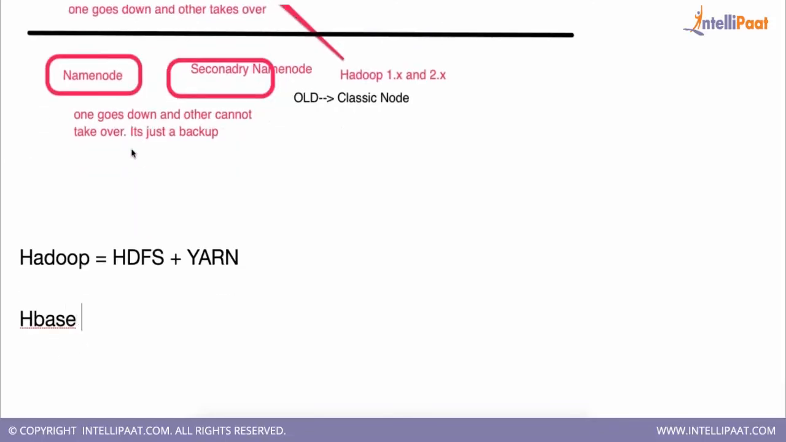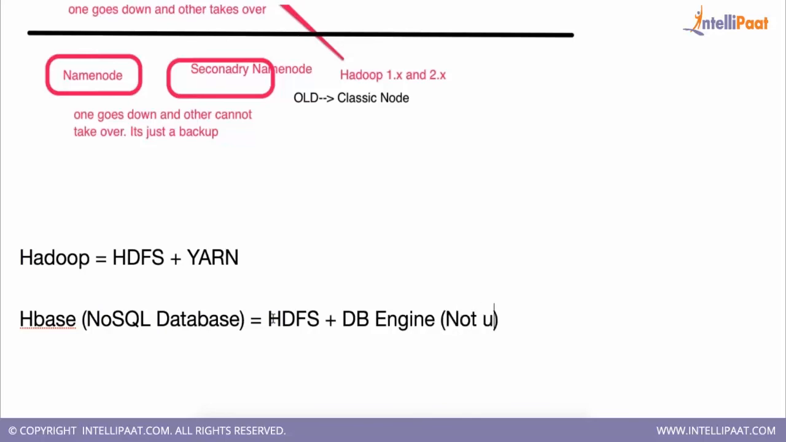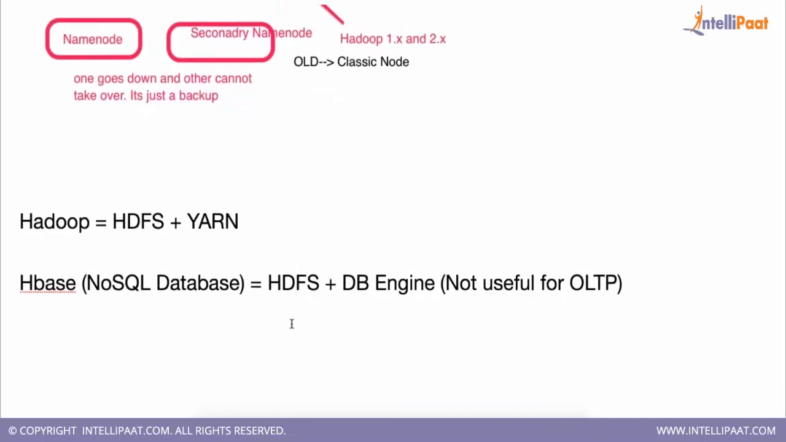Now there's another system called HBase. Yes, it's a NoSQL database. It's a proper database which uses HDFS plus a DB engine. But it cannot be used for OLTP. If you mean OLTP is just RDBMS, yes, you can use it. But will you do hardcore transactions? Transactions are not possible. So any RDBMS kind of activity that does not involve transactions can be done in HBase.